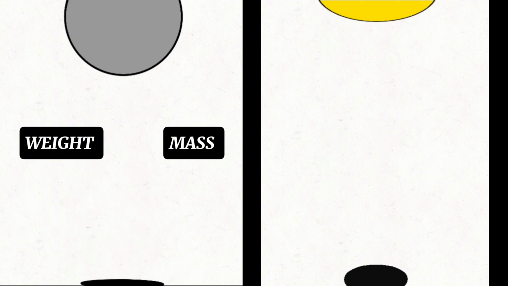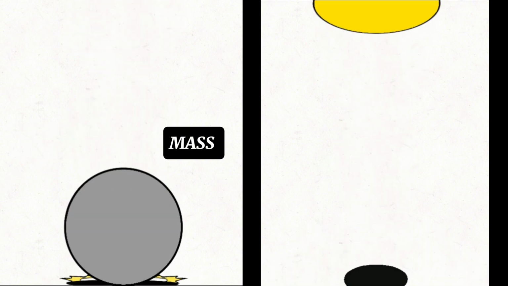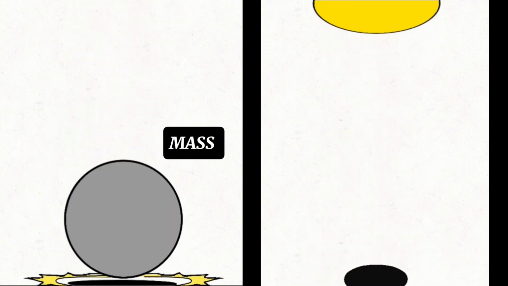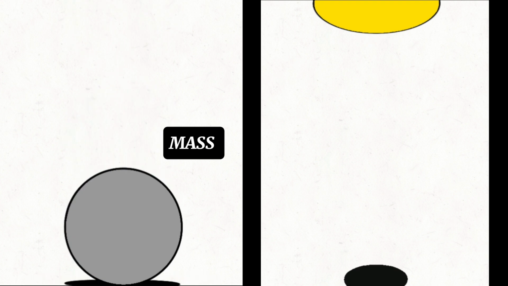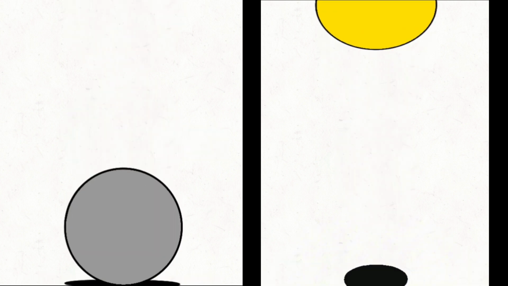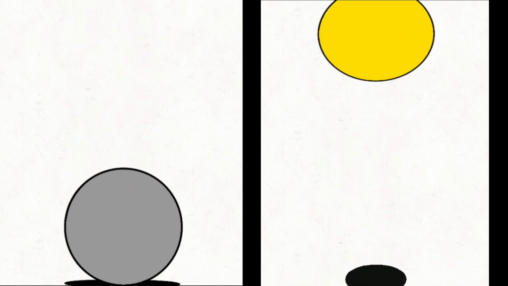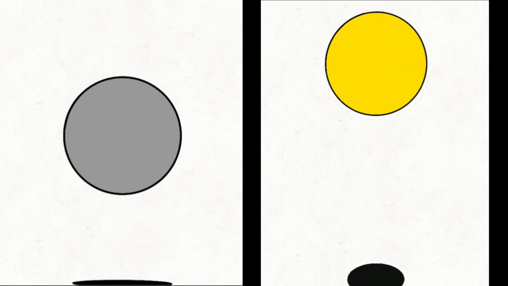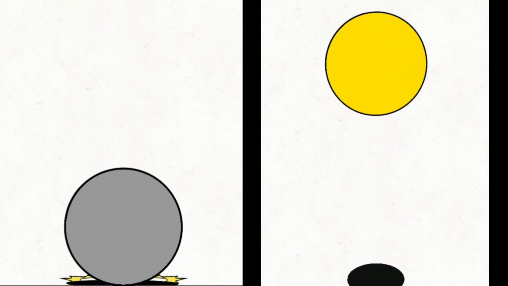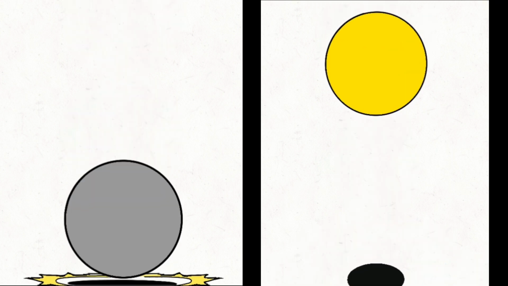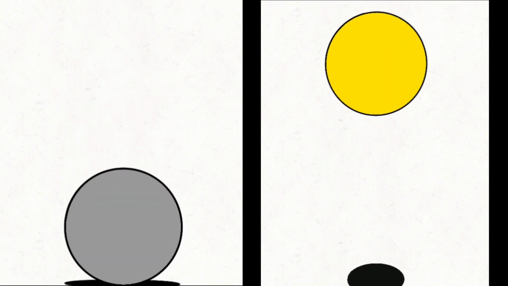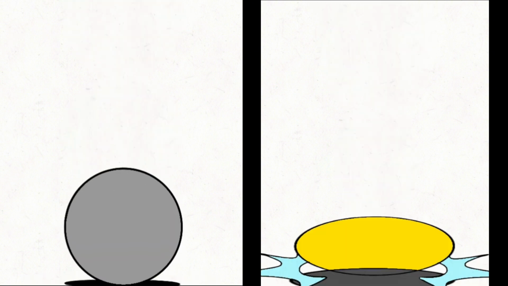Now, when we talk about mass, it describes the amount of matter in a body. So we know that the metal ball is heavy and massive because of how it falls quickly, hits the ground and bounces very little. Because of its weight, it doesn't bounce so high because gravity pulls on it very much.